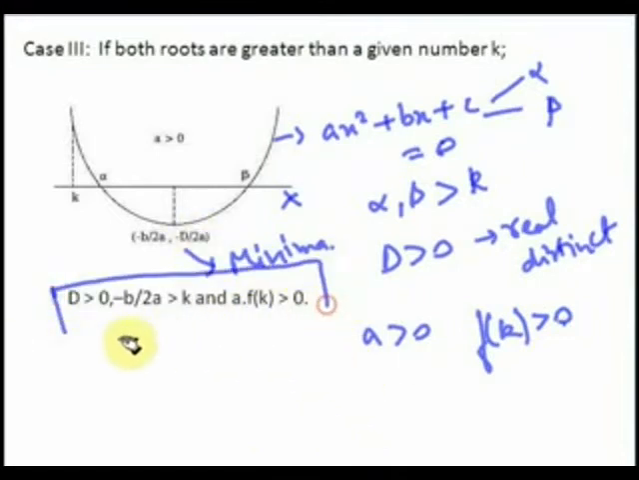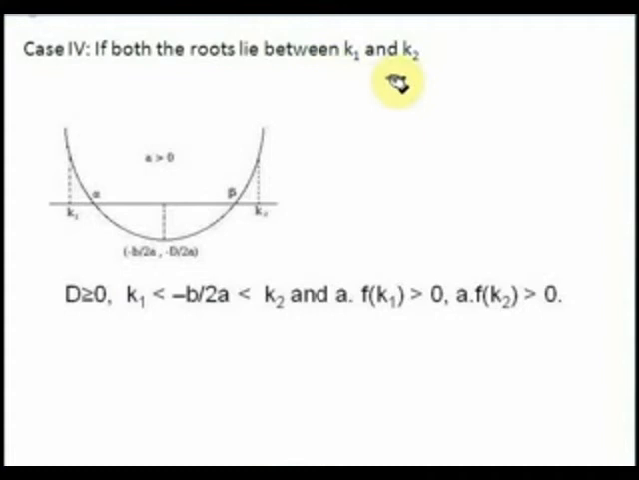If the value of a is greater than 0, then the value of f of k should be greater than 0. So these three are the sufficient conditions to describe that both the roots are greater than a given number k.